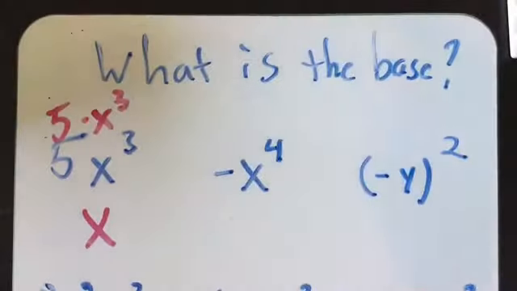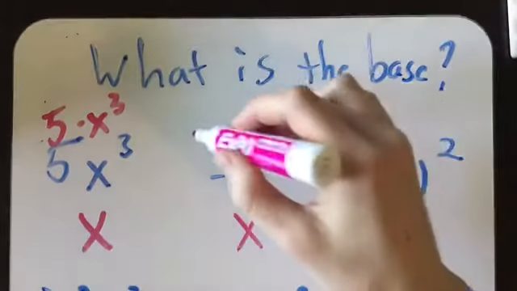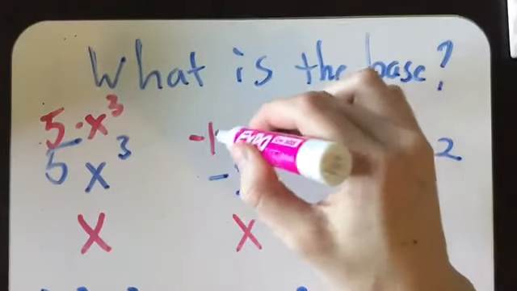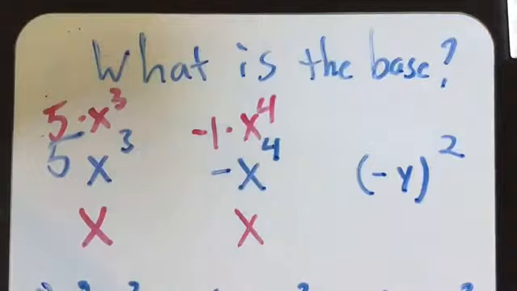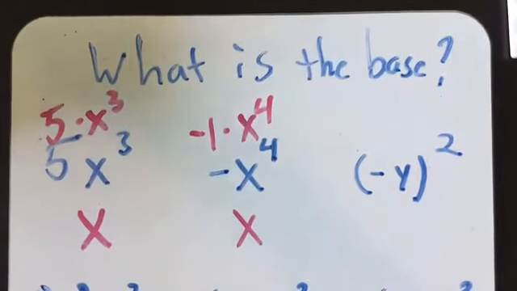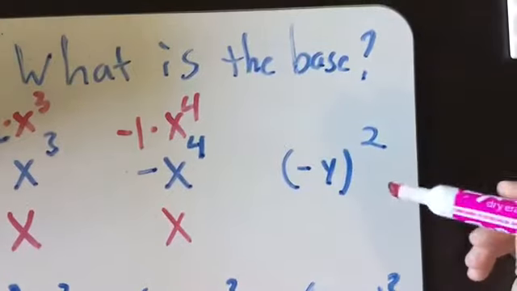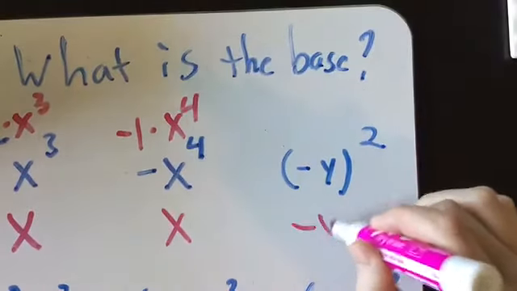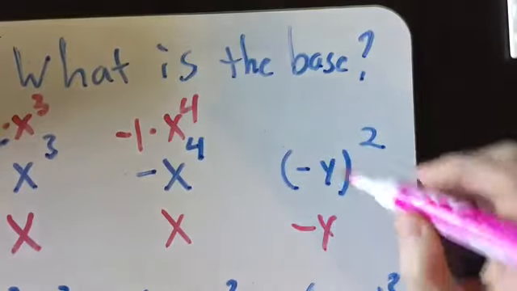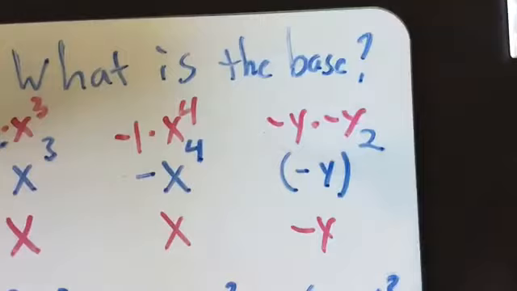With negative x to the fourth, the base is also just x. That negative is a coefficient of -1. So if we were to expand, it would be -1 times x times x times x times x. However, negative y squared with parentheses, now the base is negative y. That's showing us grouping that it's negative y that is being repeated in multiplication.